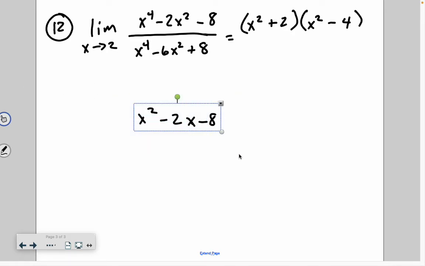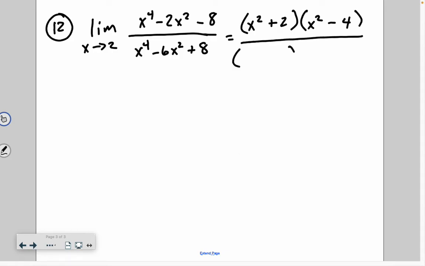And then, same thing in the denominator. Factor that as a trinomial as well. x to the fourth is x squared times x squared. Again, factors of 8. Once again, 2 and 4. But this time I need to get a negative 6x squared in the middle, which means both of those need to be negative.